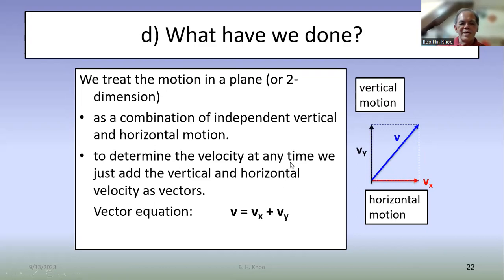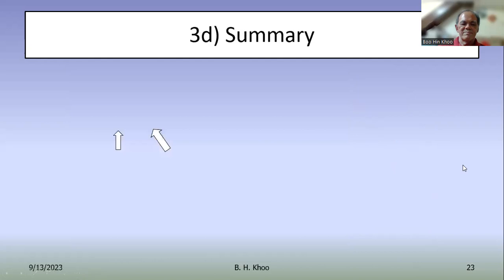To determine the velocity at any time, we just add the vertical and horizontal velocity as vectors. It's a vector equation. That means we cannot just simply add numbers. We must know the direction of Vx and the direction of Vy. Usually we show this on a graph.